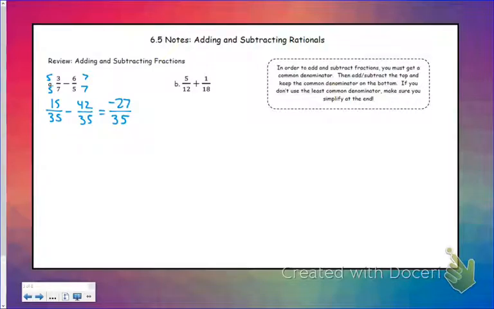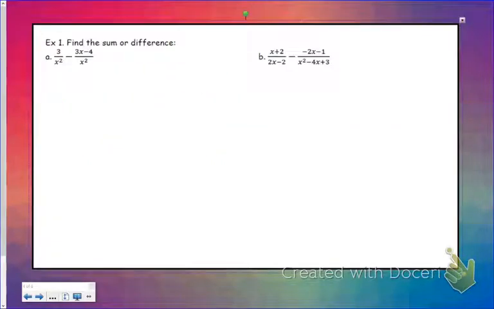So for this one, my least common denominator is actually going to be 36. To get 36, I would multiply the left fraction by 3 and the right fraction by 2. And then I add straight across the top, and I keep the denominator the same. All right, so we're going to follow the same rules for today.